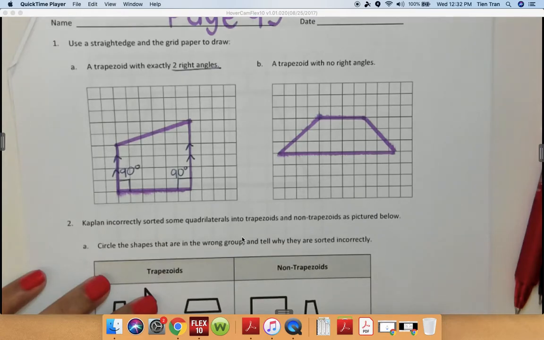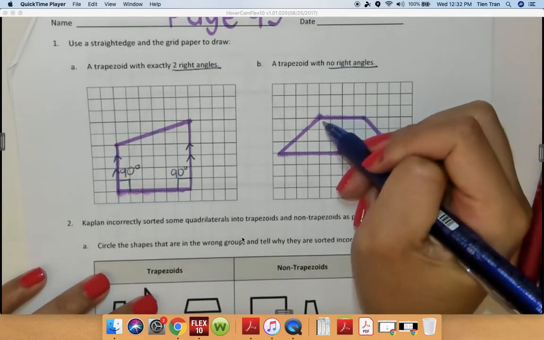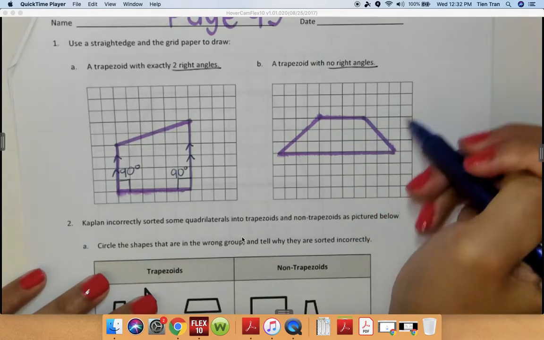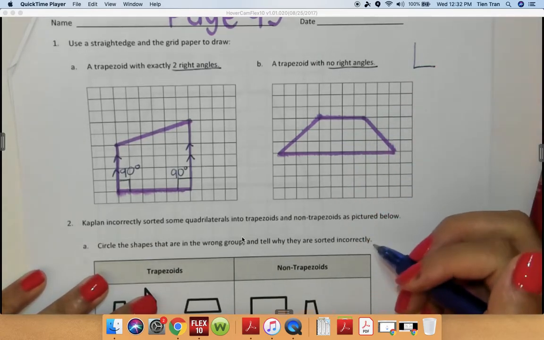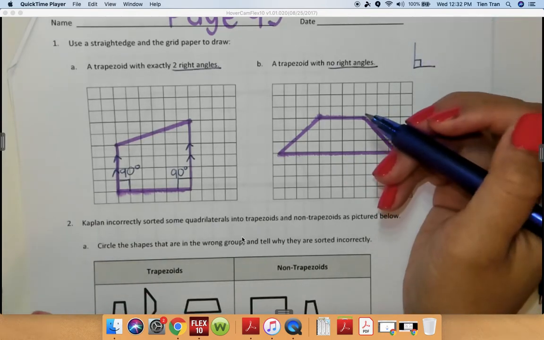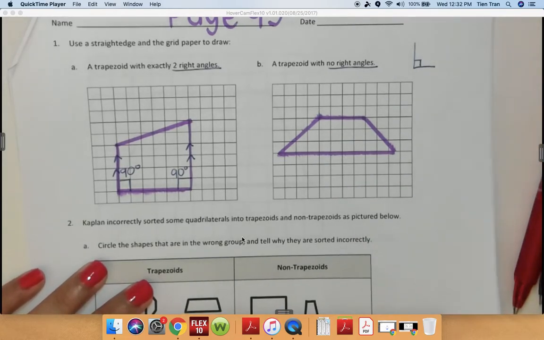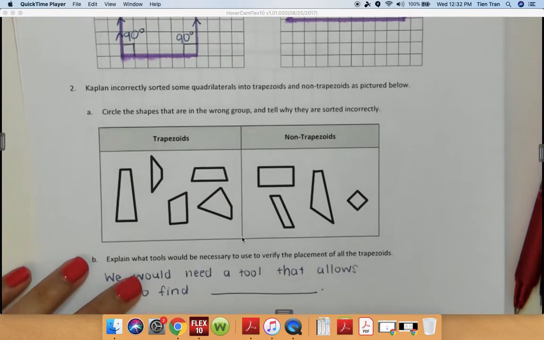Now for problem B, it says a trapezoid with no right angles. So none of these are right angles. A right angle looks like that, right? And that is not a right angle. So I did what I was asked to do, and it has no right angles. So that is all you need to do for problem B. Now, I'm going to move on to problem number 2.